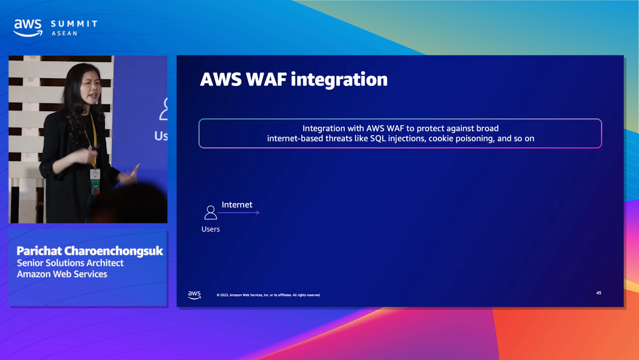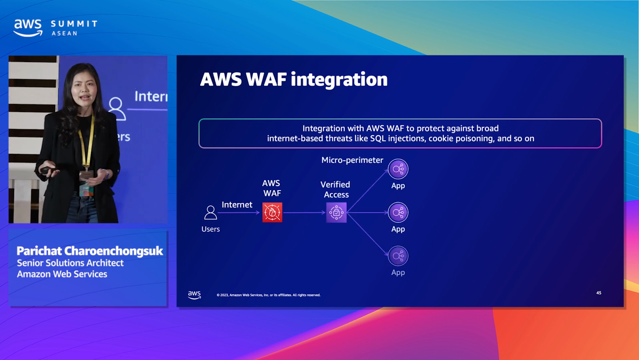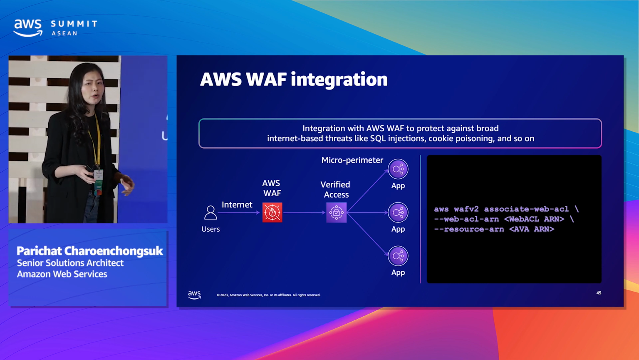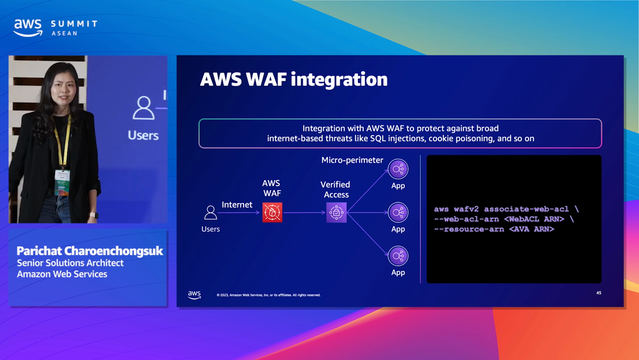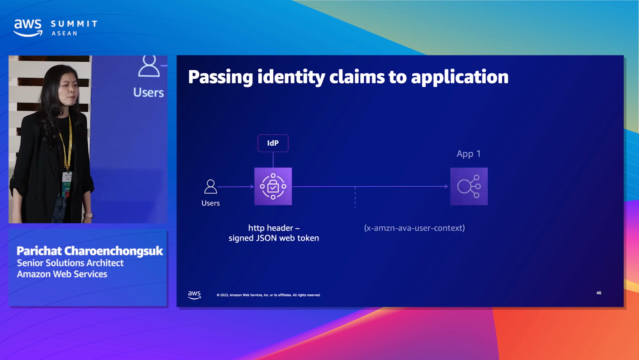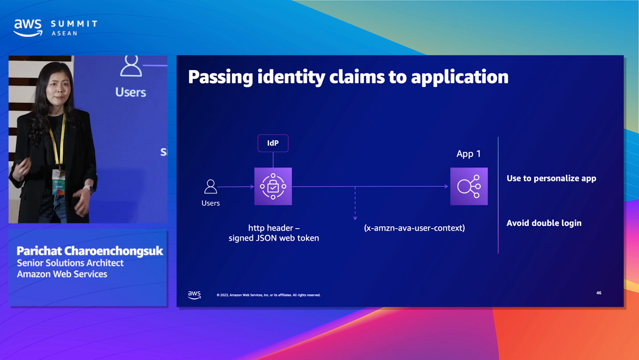So you can add more security by integrating your Verified Access with AWS WAF to protect your application against broad internet-based threats. And it also supports passing signed identity context to your application endpoint.